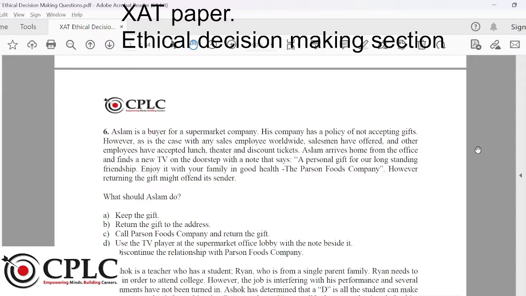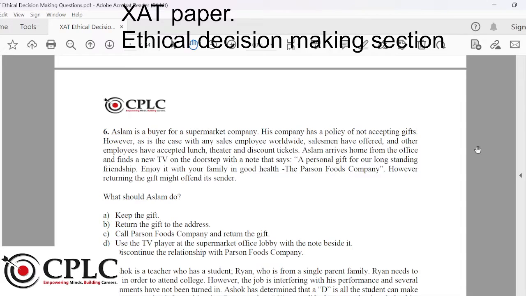The company has a policy of not accepting gifts. However, returning the gift might offend its sender. So what should Aslam do? First is keep the gift. Now this is not ethically correct, so Aslam should not keep the gift. Return the gift to the address. Okay, can be an answer. Call Parson Foods Company and return the gift, a better option.